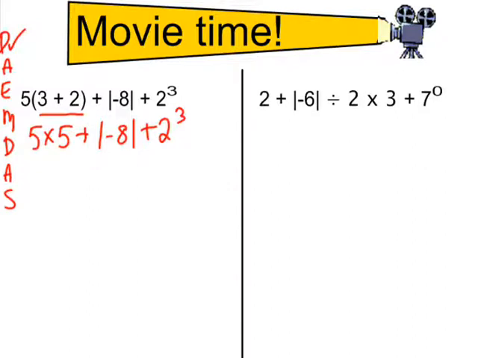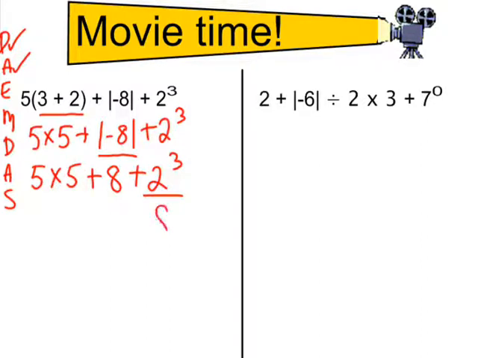Absolute value would be next. So the absolute value of negative 8 is 8. So I'm done with absolute value. Now we would do exponents. And 2 cubed is 8.